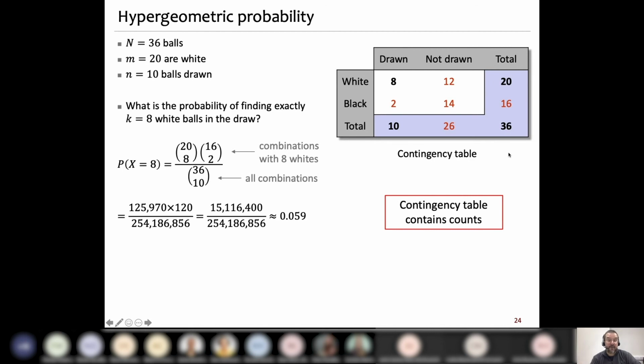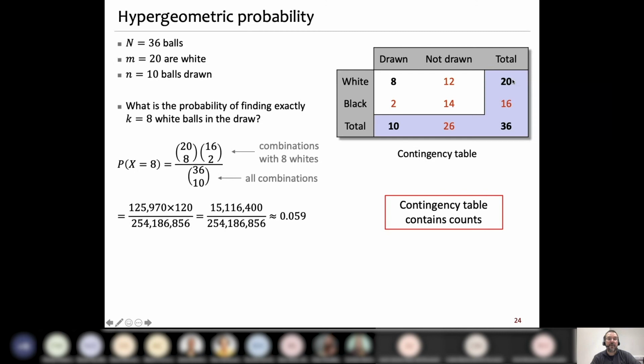And sometimes it depends how you perform your experiment. You don't know all the numbers here within the white box, but you know the sums. And in this case, our data are here. We have 36 balls in total. That means our grand total is here, 36. 20 of them are white. That means that the sum of this row is 20. And 10 balls are drawn. That means the sum of this column is 10.